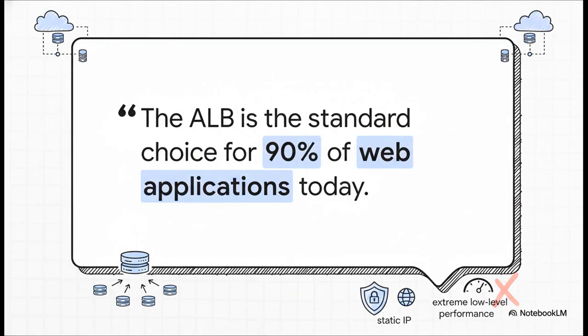So here's the bottom line. The ALB is designed from the ground up for flexibility and modern architectures. Unless you have one of those very specific needs we just talked about, like needing a static IP or extreme low-level performance, the application load balancer should be your default choice, every time.